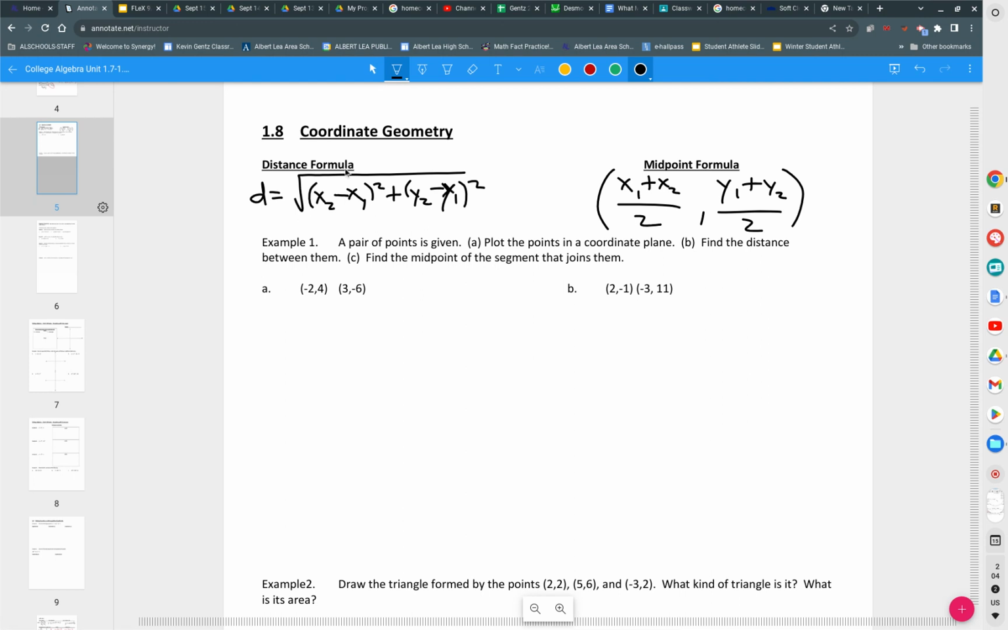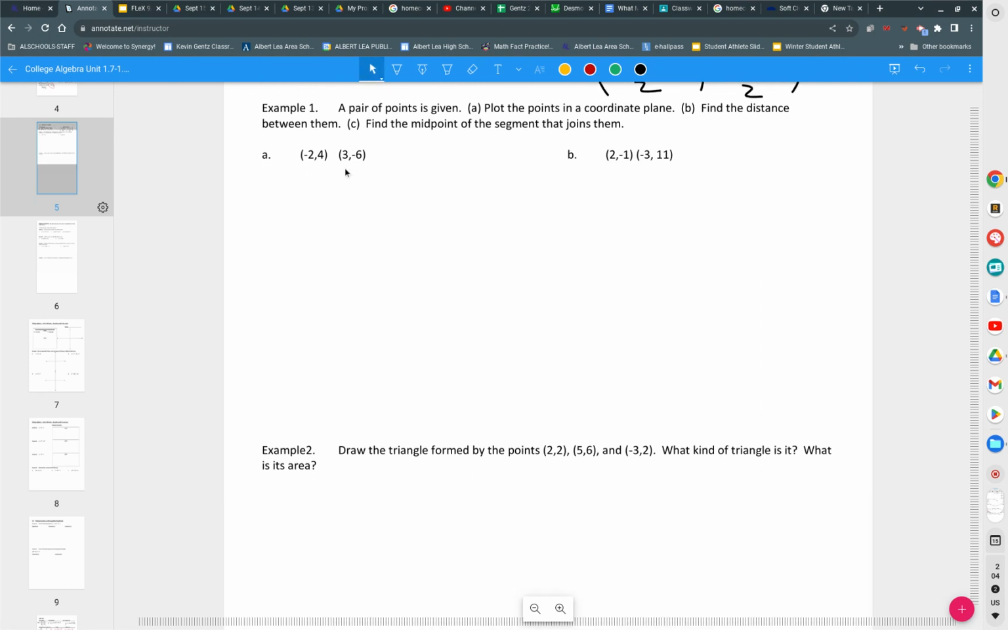So let's try a couple examples where we use these distance and midpoint formulas. It first says to just give a general sketch on a coordinate plane. I'm going to go back 2 and up 4. I'm going to go over 3 and down 6. Now it is true that you don't have to sketch the graph in order to do this, but I'm going to do it so that we can check our answer, and I'll show you how that happens.